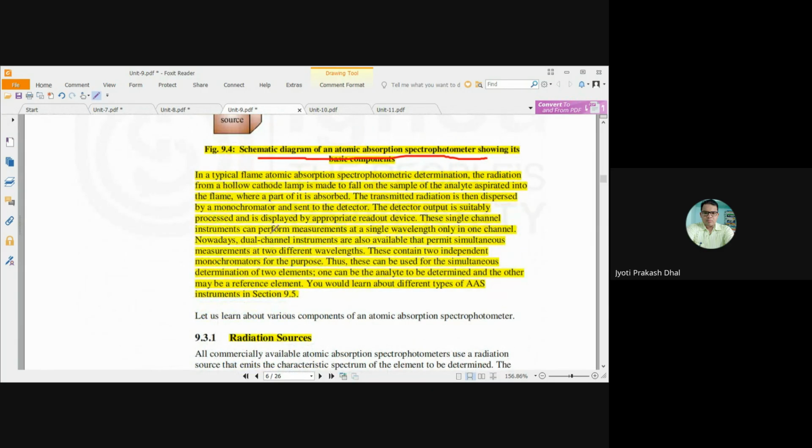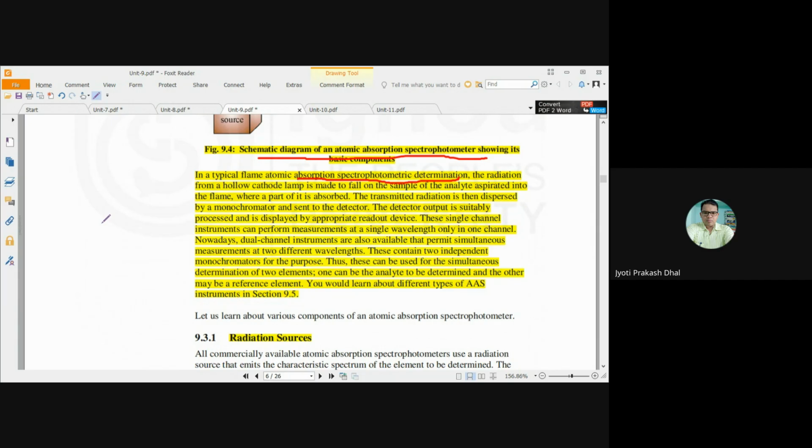In a typical flame atomic absorption spectrometric determination, the radiation from a hollow cathode lamp is made to fall on the sample of the analyte aspirated into the flame, where part of it is absorbed, and the transmitted radiation is then dispersed by the monochromator and sent to the detector. The detector output is suitably processed and is displayed by an appropriate readout device. With this single channel, the instrument can perform measurement at a single wavelength only.